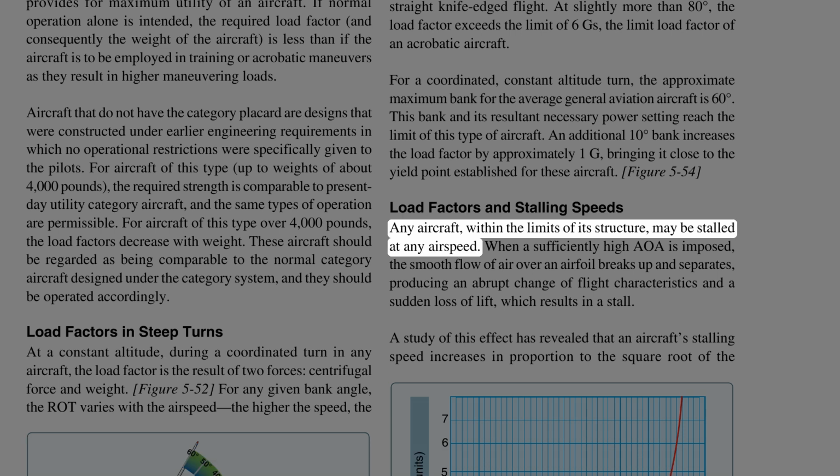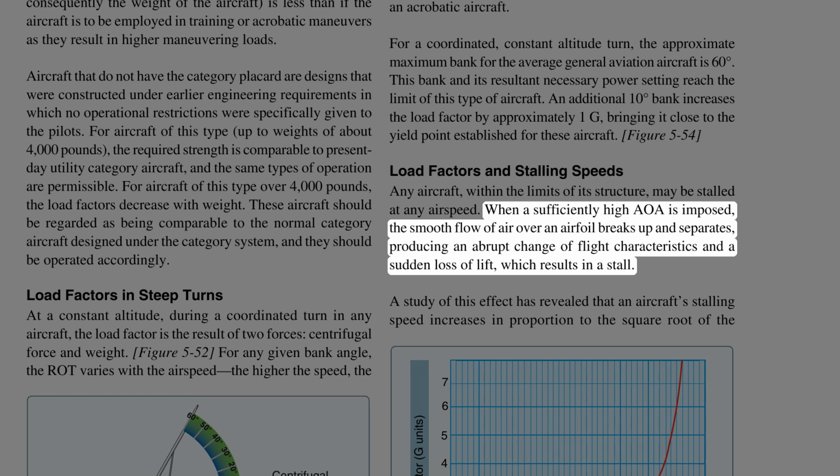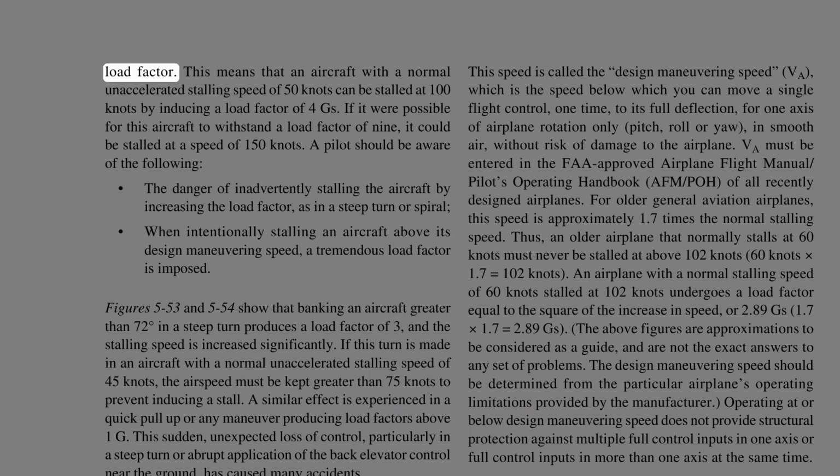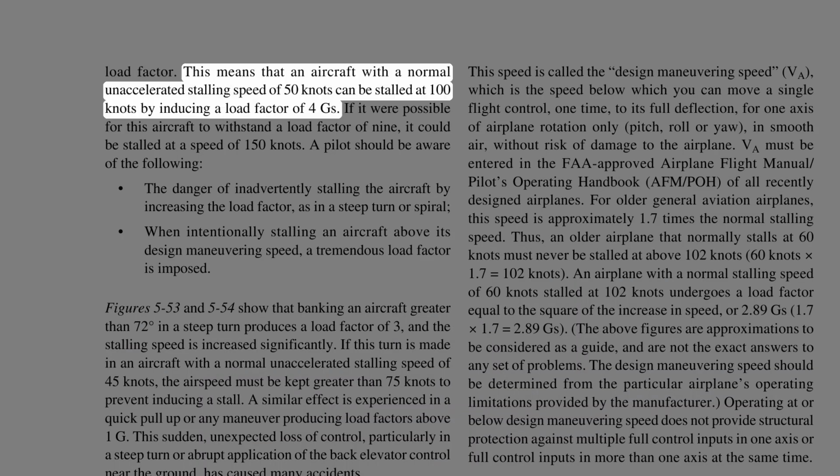Any aircraft, within the limits of its structure, may be stalled at any airspeed. When a sufficiently high AOA is imposed, the smooth flow of air over an airfoil breaks up and separates, producing an abrupt change of flight characteristics and a sudden loss of lift, which results in a stall. A study of this effect has revealed that an aircraft's stalling speed increases in proportion to the square root of the load factor. This means that an aircraft with a normal unaccelerated stalling speed of 50 knots can be stalled at 100 knots by inducing a load factor of 4 Gs.